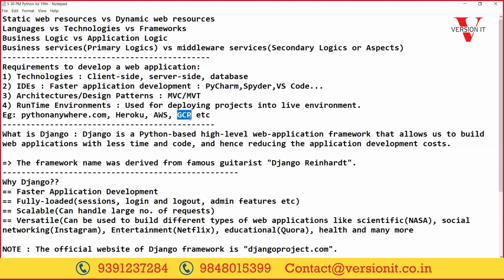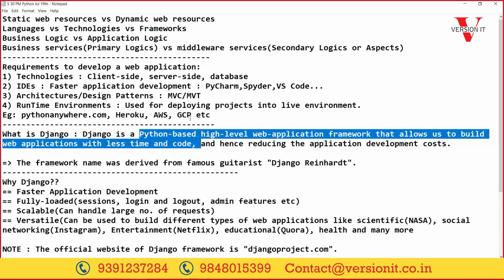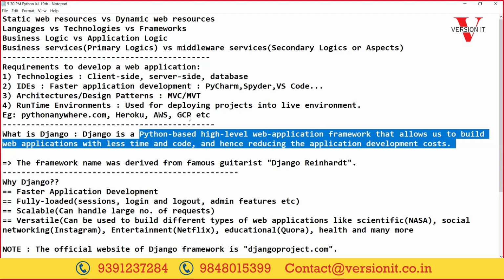So first of all, let's see what exactly is Django. What is Django? I want to describe it in a single word. We can say it is a Python based high level web application framework that allows us to build web applications, and this is important, with less code and time, and hence by reducing the application development costs. That is how we can describe Django in a single line.